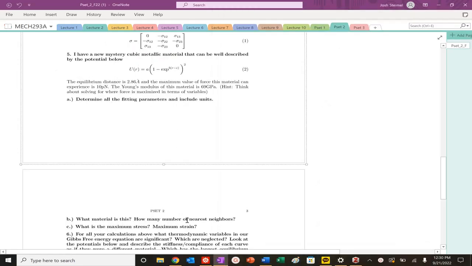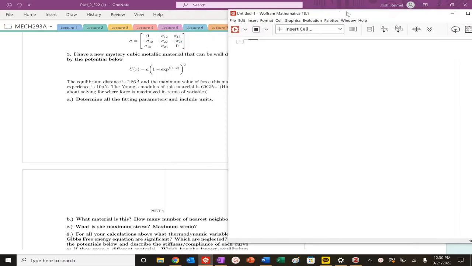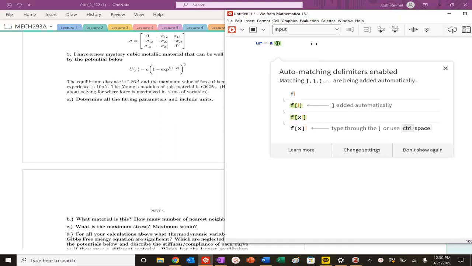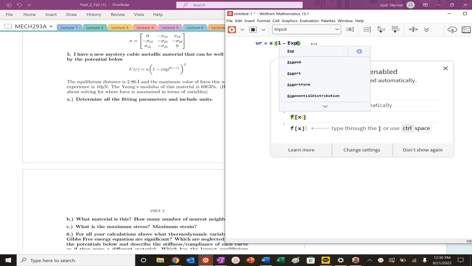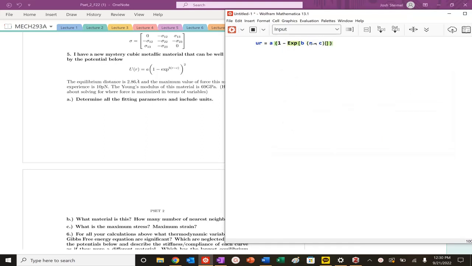So we have a new mystery cubic material, and it is a simple cubic material, and we're given this potential description here. So we have U(R) is equal to A times (1 minus exponent of B times (R minus C)), and then we need to have this whole thing squared. We know that the interatomic force is equal to minus the derivative of U(R) with respect to R.